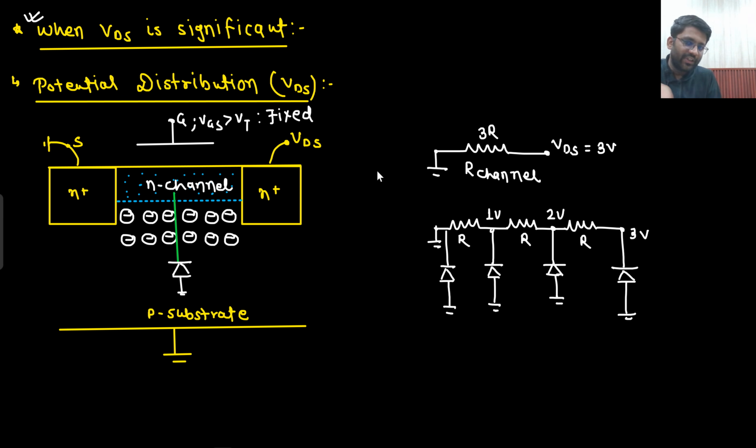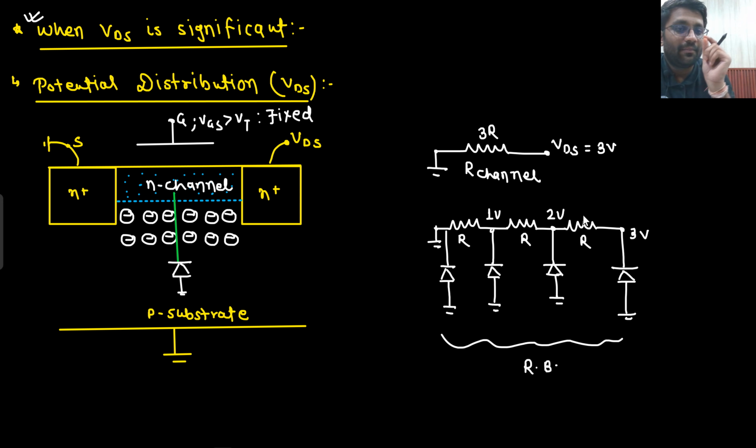Now because of this positive VDS, all of these diodes are reverse biased. How are they reverse biased? Sir, this is at 0, this is at 3. This is at 0, this is at 2. This is at 0, this is at 1. N side is at positive potential, P side is at 0. All of them are reverse biased.